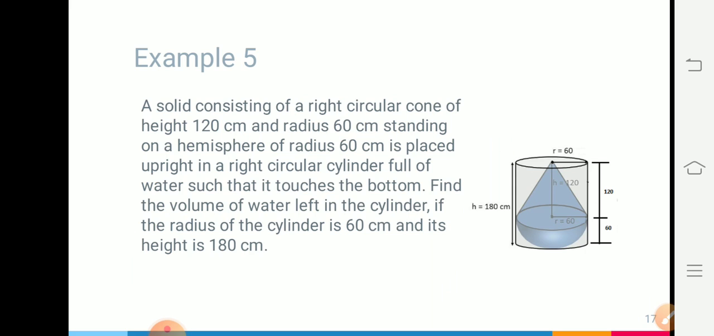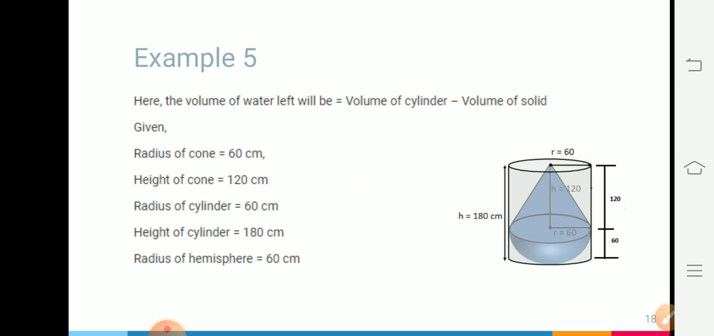So all the measurements are given over here. The radius is given of the hemisphere. The height of the cone is given, 120. The radius of the cylinder is also given. The height of the cylinder is given, 180. So all the measurements are given. Let's see how to proceed. So the volume of water left will be the volume of the cylinder minus the volume of the solid.